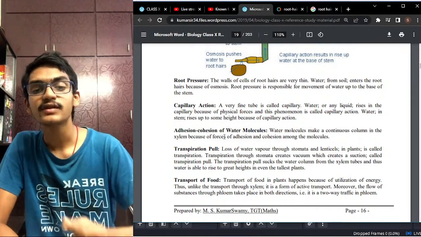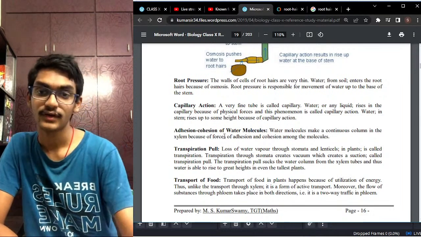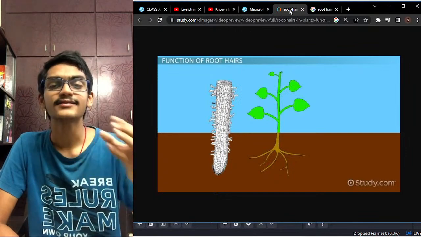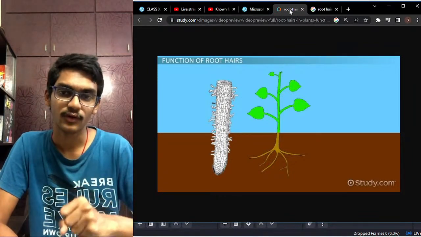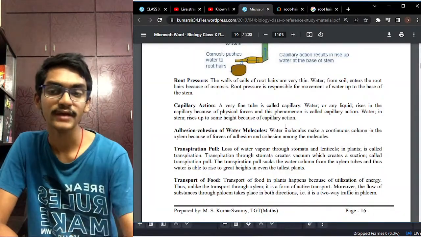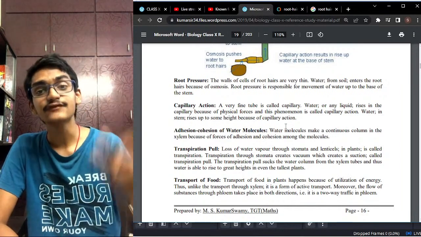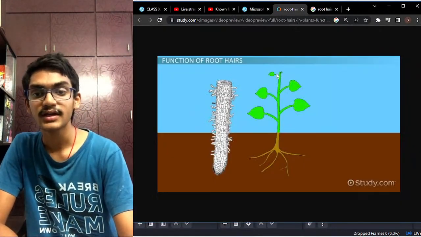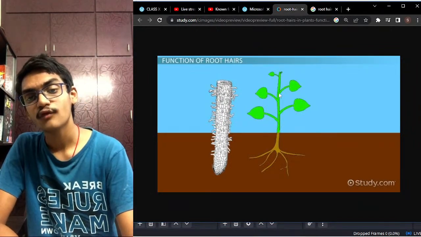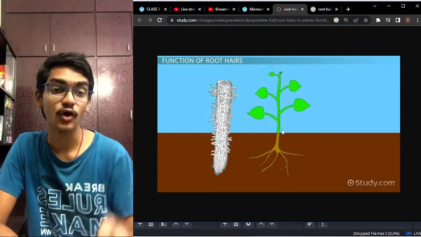The water molecules will make a continuous column in the xylem because of the forces of adhesion and cohesion. Adhesive and cohesive forces are based on different particles that try to attract the molecules of different parts, different molecules, like a gum. Because of these forces, the xylem will form a continuous column of water with the help of the tracheids and vessels.